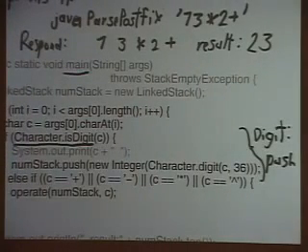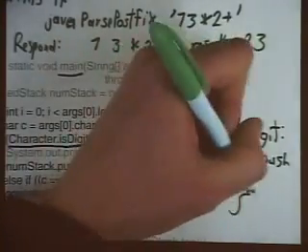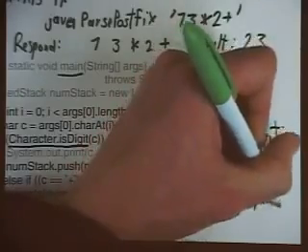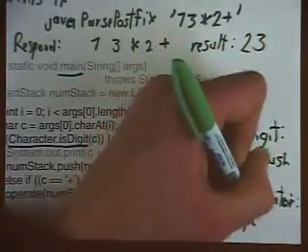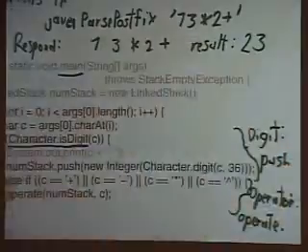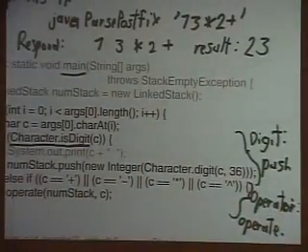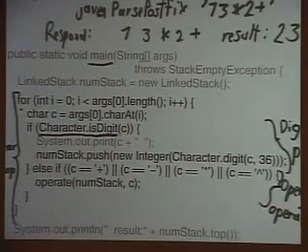On the other hand, if it's an operator, then that's where all the interesting stuff happens, and we've already seen the method that takes care of that stuff. So for an operator, we actually operate on the top 2 items on the stack. And so that's how that's done. Any more questions before I go on? Yeah.